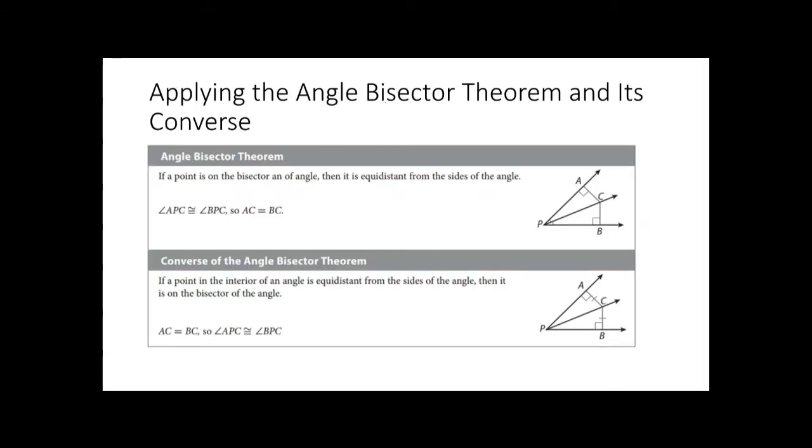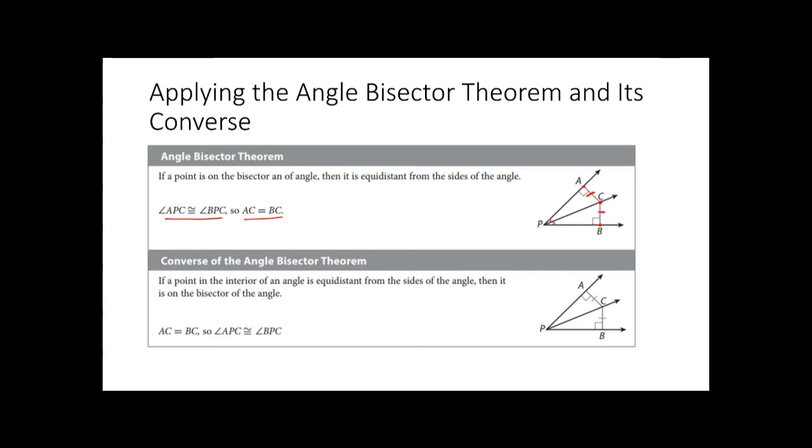All right, applying the angle bisector theorem and its converse. The angle bisector theorem is basically saying if a point is on the bisector of an angle, then it is equidistant from the sides of the angle. So basically, we're told that the angle here is the same as this angle here. Therefore, this length has to be congruent to the other length. So this point right here is equidistant from the sides. So basically, since the two angles are the same, then the two sides are the same.